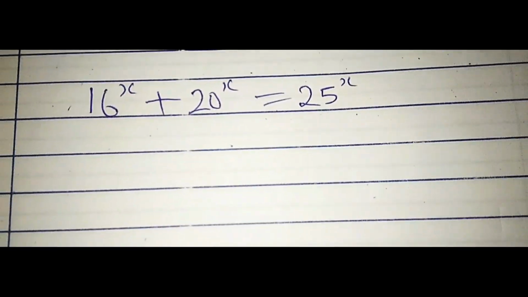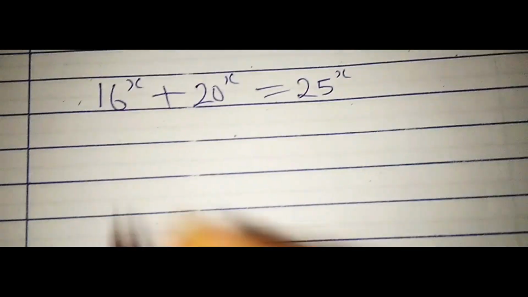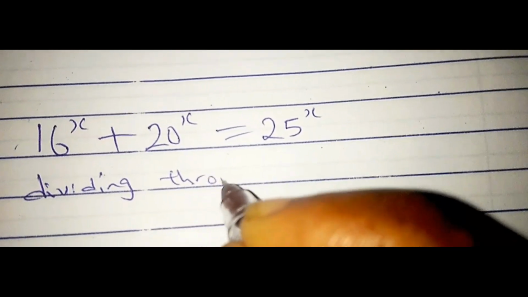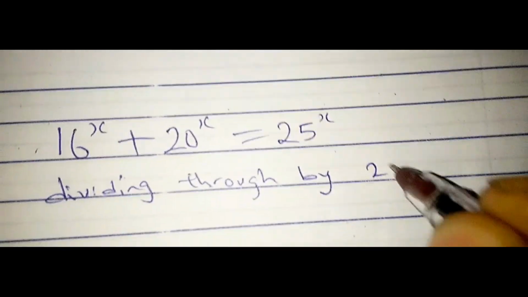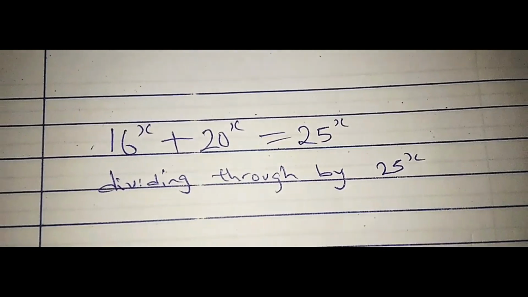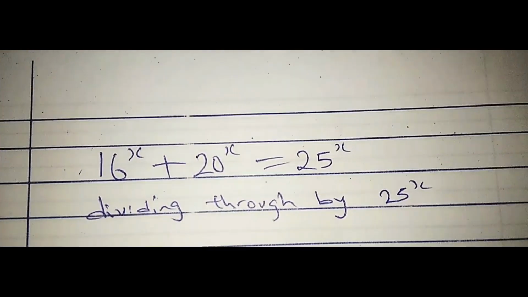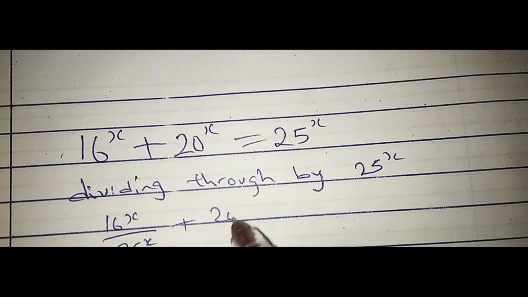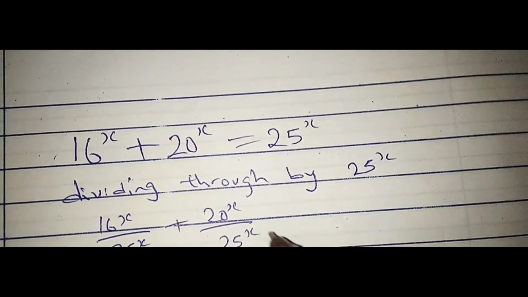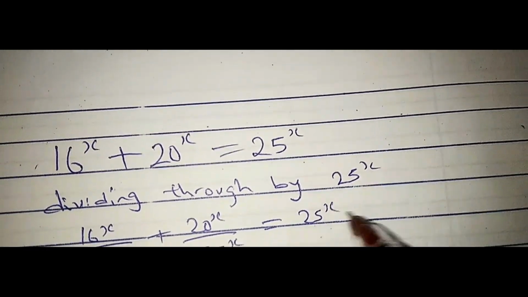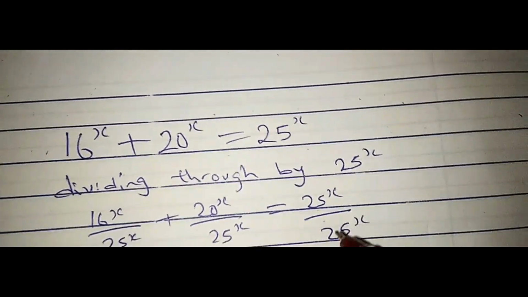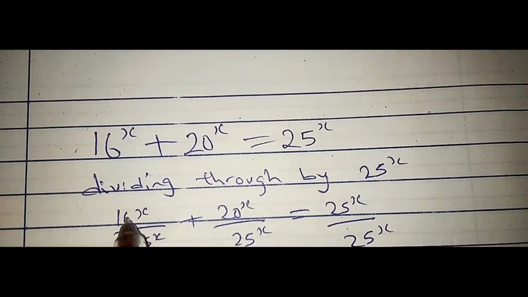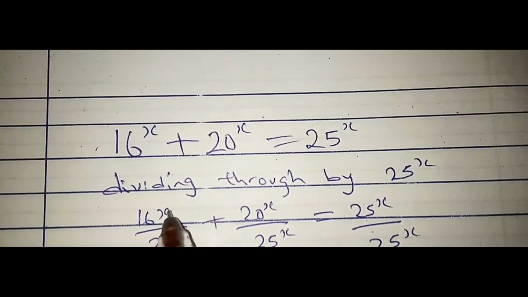The first thing to do is to try to simplify the problem by dividing through by 25 raised to power x. Once we do that, we are going to have 16 raised to power x divided by 25 raised to power x, plus 20 raised to power x divided by 25 raised to power x, is equal to 25 raised to power x divided by 25 raised to power x.